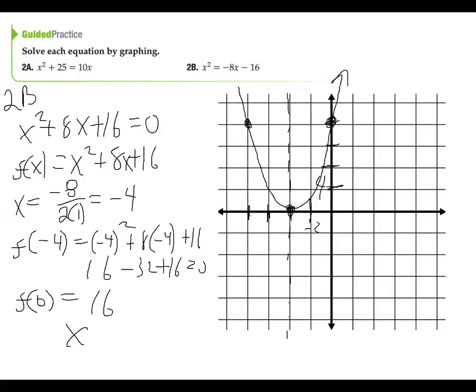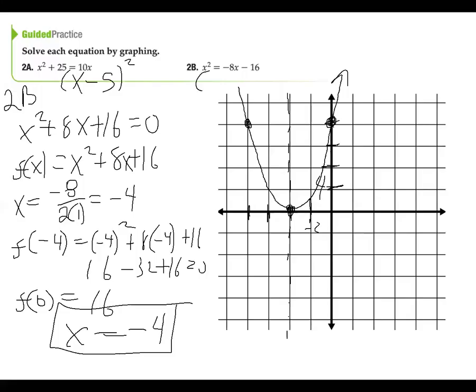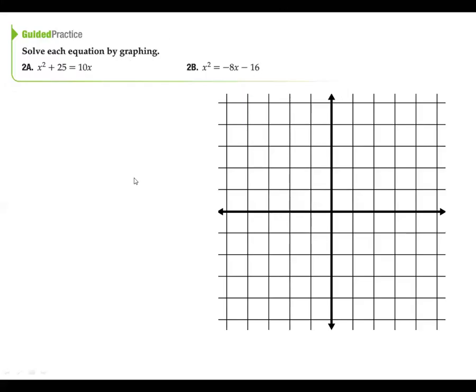And so x equals negative 4 would be the only solution, and it's a double root. Okay, and both of these, when you set them equal to 0, you could factor them. The first one, you would get x minus 5 quantity squared, and this one you would get x plus 4 quantity squared if you factor them. Cool?